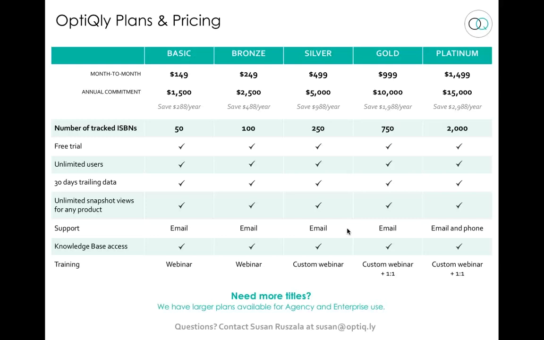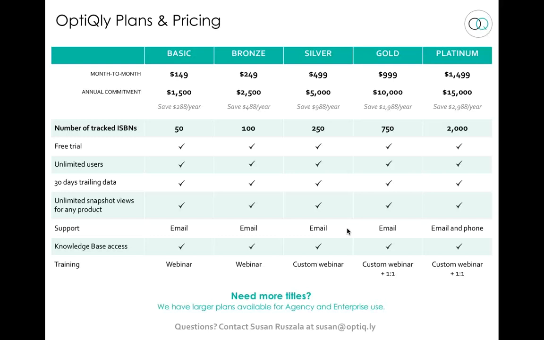One of the things that you might have seen in Pete's list view is different editions of the same book being tracked, because those behave differently, right? They have different price points, different sales ranks. And so it's really interesting to look at how different editions of products are doing compared to each other. So pricing is based on the number of tracked ISBNs, starting at 50 tracked titles at a very reasonable cost of $150 a month, or $149, going all the way up to 2,000 titles at $1,500 per month.